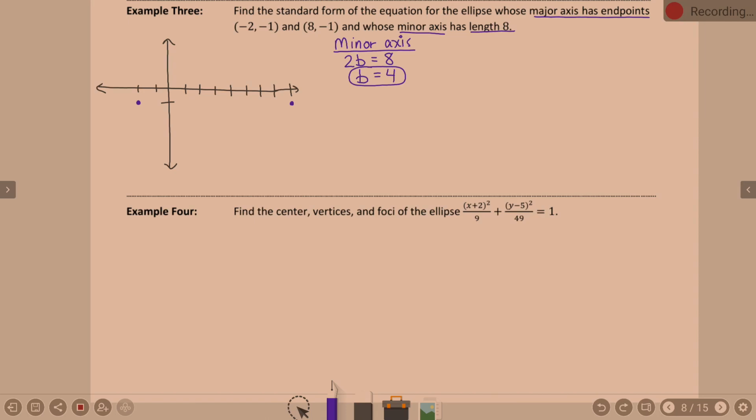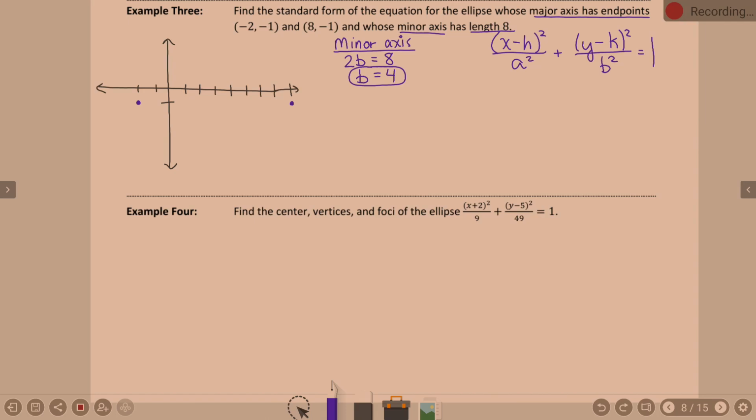So when I go to fill in my equation here in a little bit, it's x minus h squared over a squared plus y minus k squared over b squared equals 1.